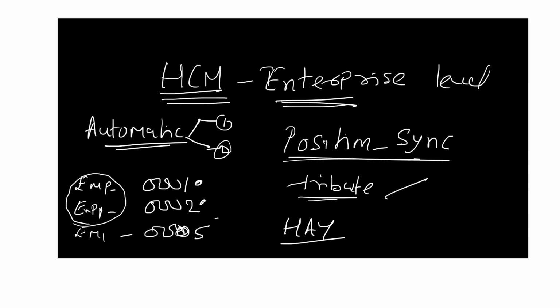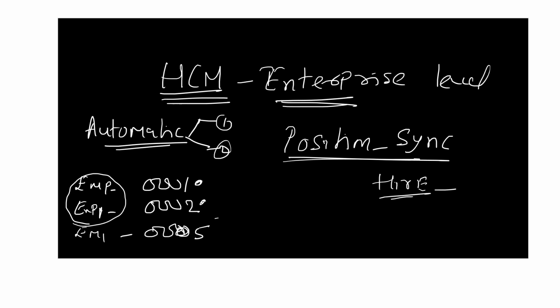So the important aspect at the enterprise level is to maintain the position synchronization itself. So what does it mean? We know that when we hire an employee, there are assignment or employment details. In the Fusion application, we call this employment information. Under this employment information, we capture the employee assignment details, that is their grade, their job, their work timing, and their different locations.